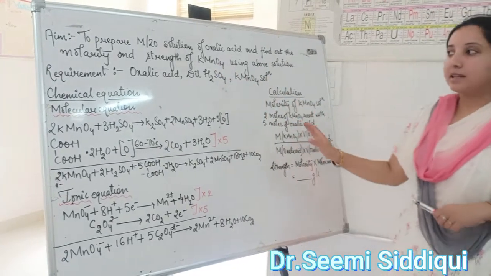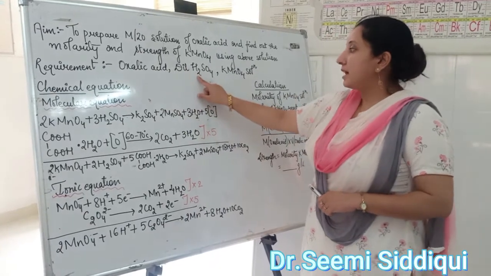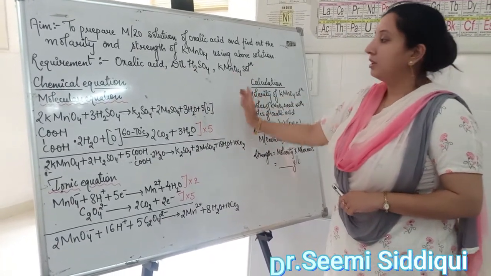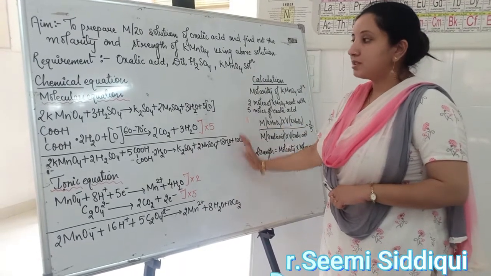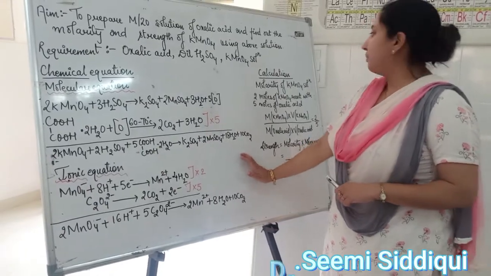Now what are the basic requirements? You will be requiring oxalic acid, dilute H2SO4 and the KMnO4 solution. These are the chemical equations, the molecular equations and ionic equations.